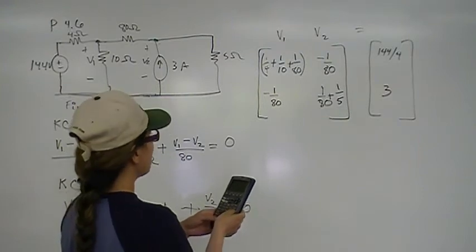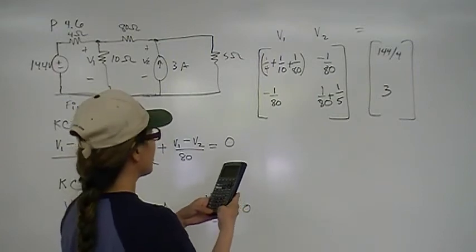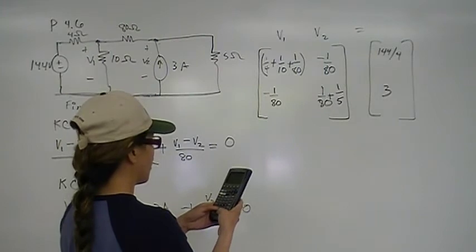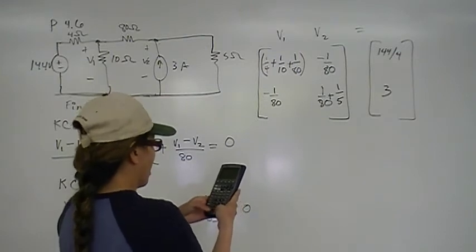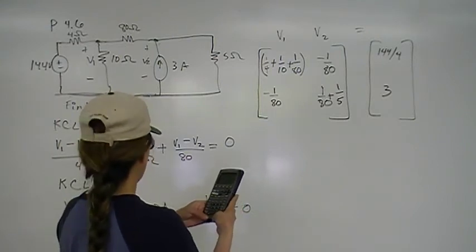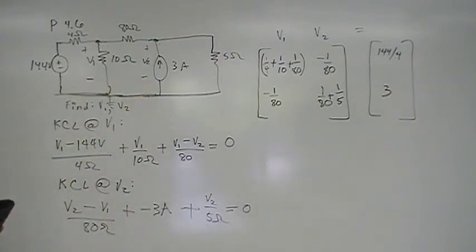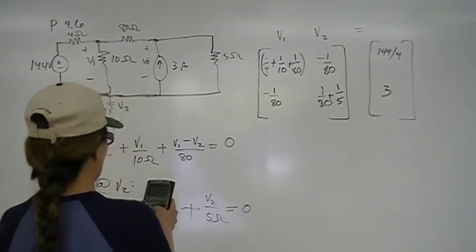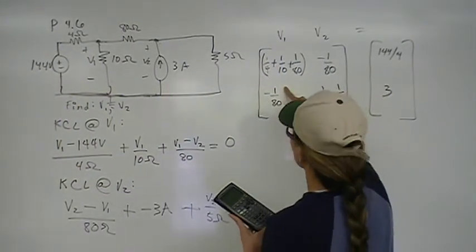So we have 1 divided by 4 plus 1 divided by 10 plus 1 divided by 80. Enter. Negative 1 divided by 80. Enter. 144 divided by 4. Enter. Negative 1 divided by 80. Enter. 1 divided by 80 plus 1 divided by 5. Enter. 3. Enter. Solve. I have a mistake somewhere, so I'll check the entries again.